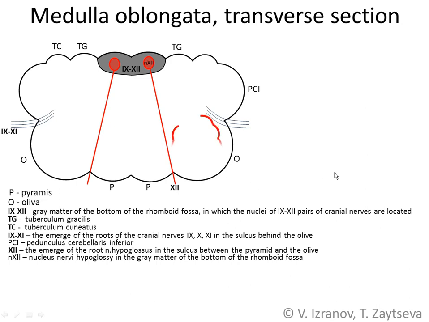Then inside of the olive, what is it? It's part of gray matter, its nucleus. Each nucleus belongs to gray matter. It has a lot of neurons inside.